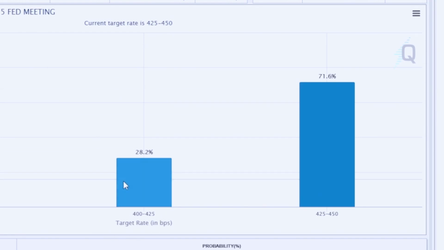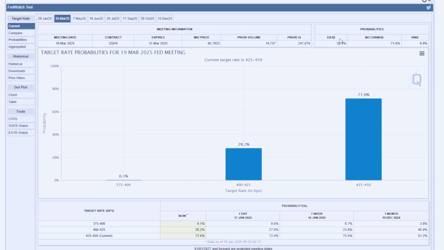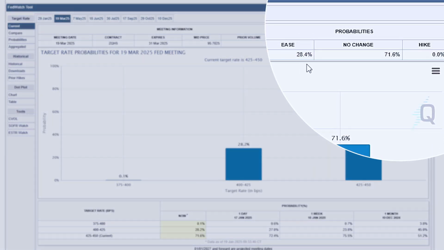And this right here shows us where we may be. The probabilities are up here. The chance of us easing interest rates ahead of the 19th of March are at 28.4%, with most of the market pricing in no change at 71.6%, and a hike with a 0% chance. People do not think a hike is coming.